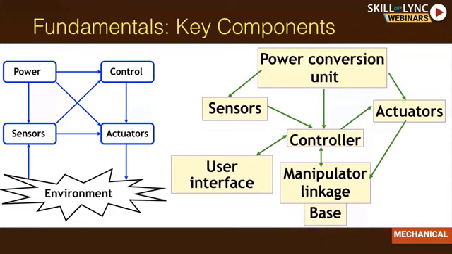Then we have actuators. Sensing is how we sense the environment. Now after sensing, I need to interact with the environment, right? I need to make a change in the environment. Maybe I want to move an object, or maybe I want to cut something. For that I need actuators. Our fingers are our actuators, correct? Our muscles are our actuators. Even our very bones are our actuators.